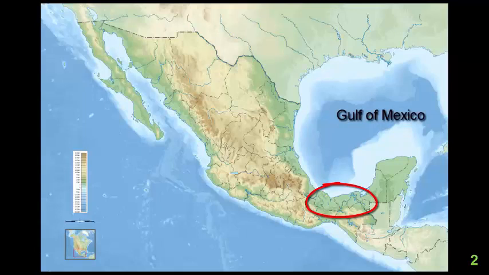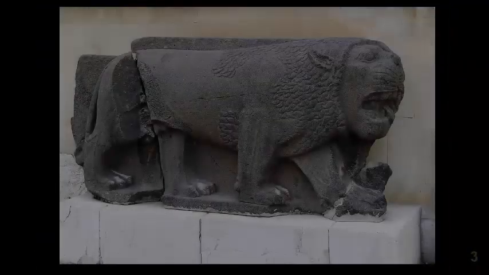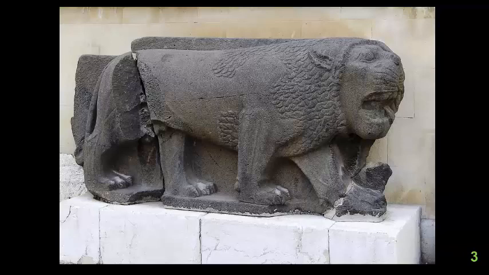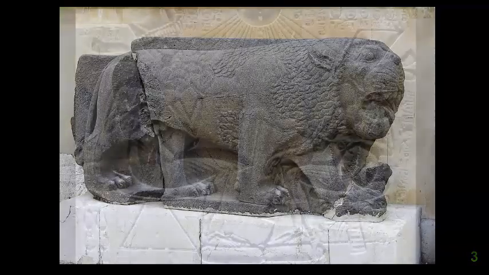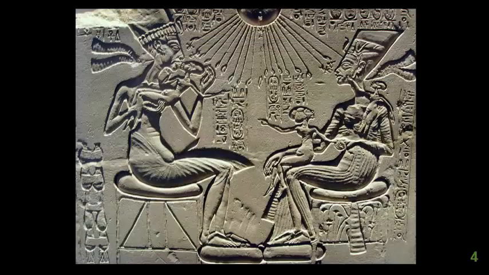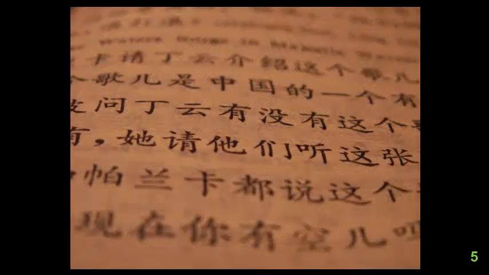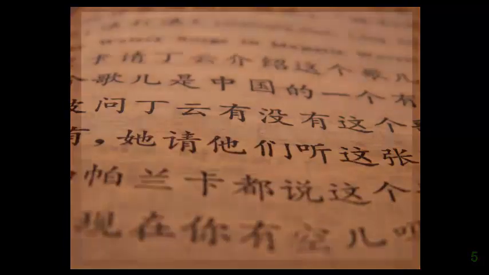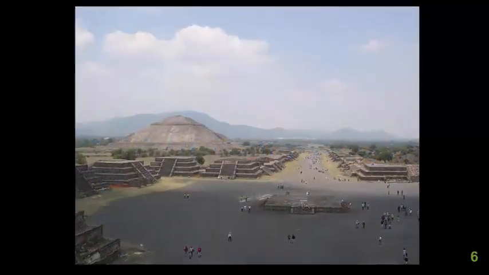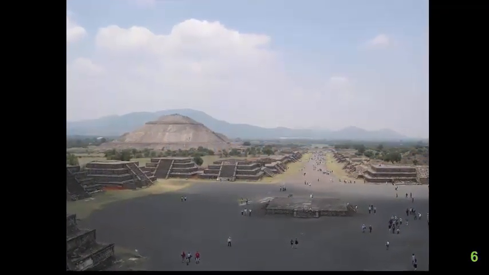To put that in the context of contemporary events in world history, their development roughly coincided with the decline of the Hittite civilization in Mesopotamia, the reigns of the New Kingdom pharaohs Hatshepsut and Akhenaten in Egypt, and the emergence of writing in China. The Olmec were the first Mesoamerican civilization and greatly contributed to the later development of the Mayan, Zapotec, and Aztec civilizations.